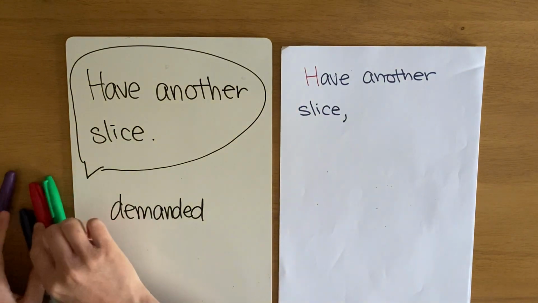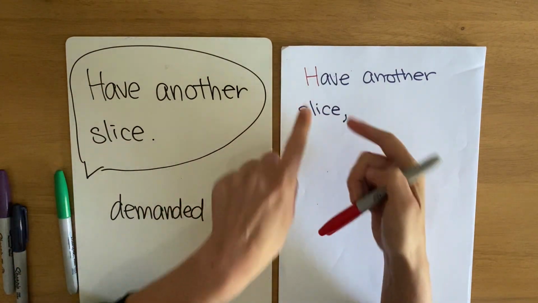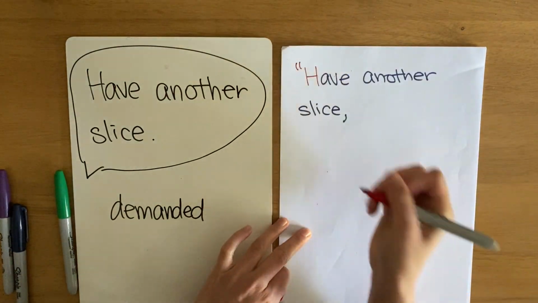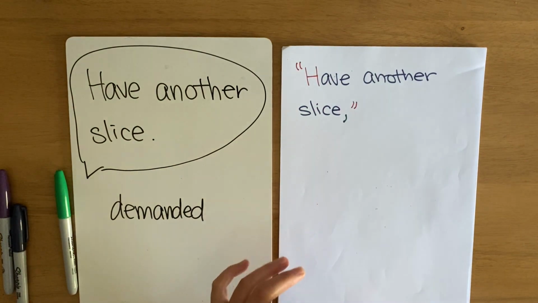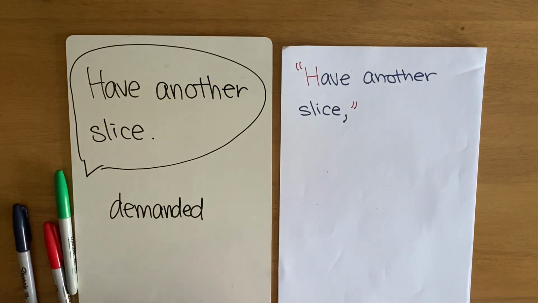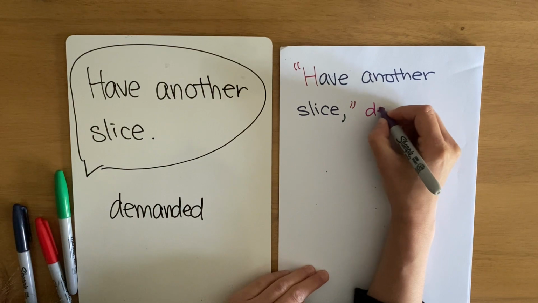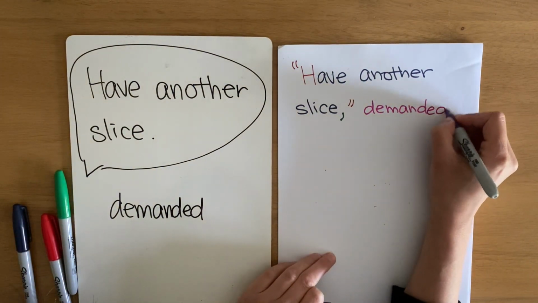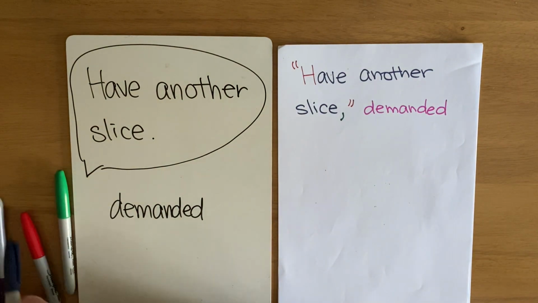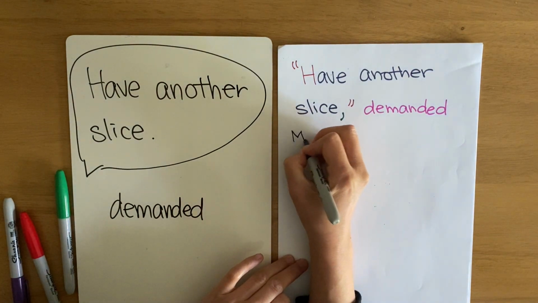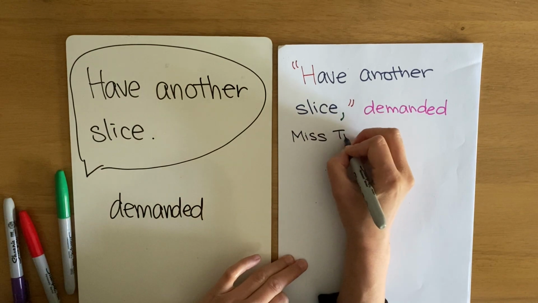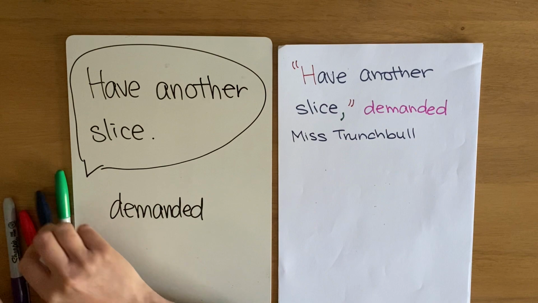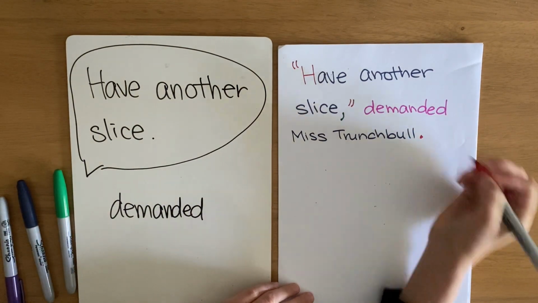Okay. Now we're going to put the speech marks around what Miss Trunchbull has said. She has said, "Have another slice." Demanded. Who has demanded it? Miss Trunchbull. And what do we need at the end? A full stop.